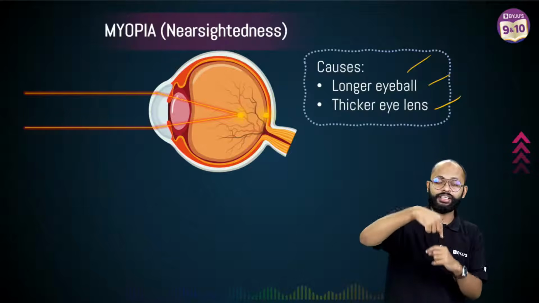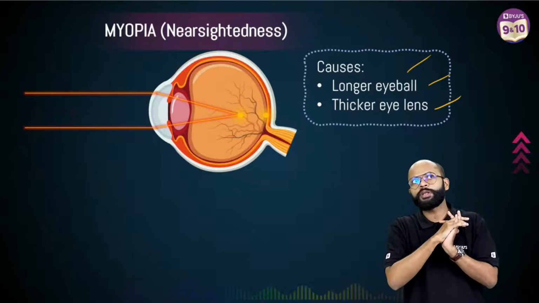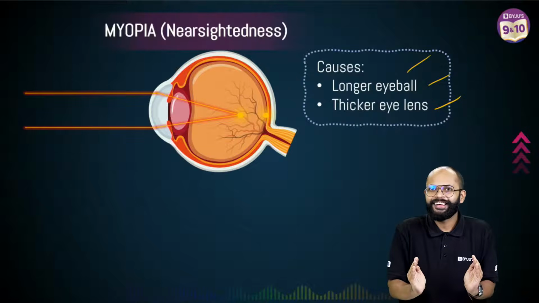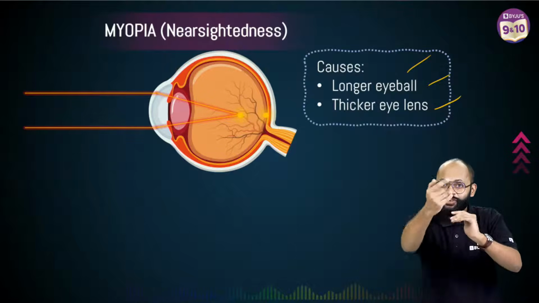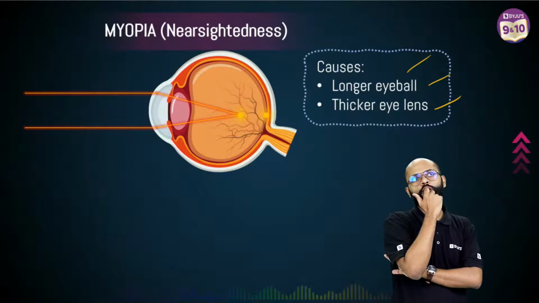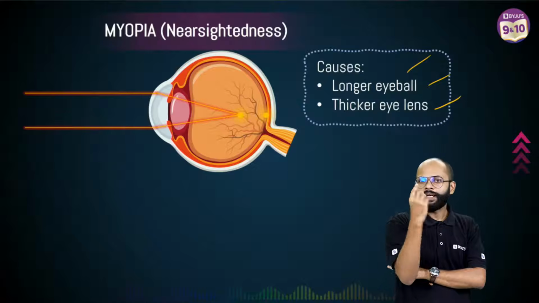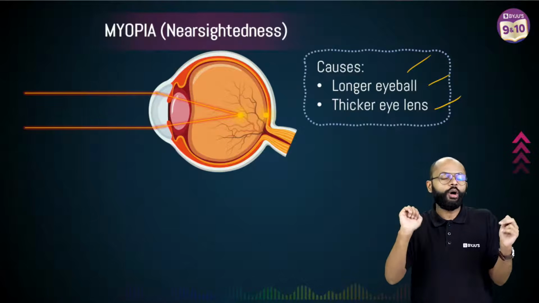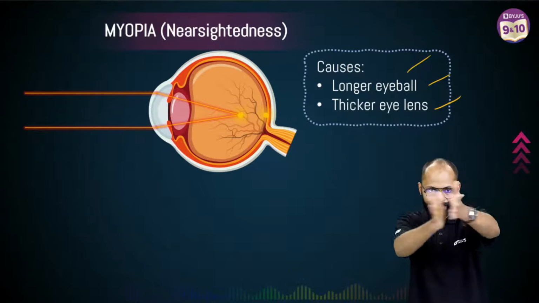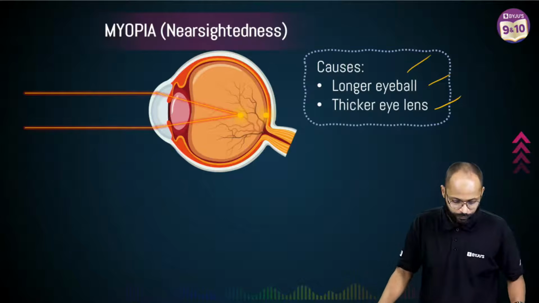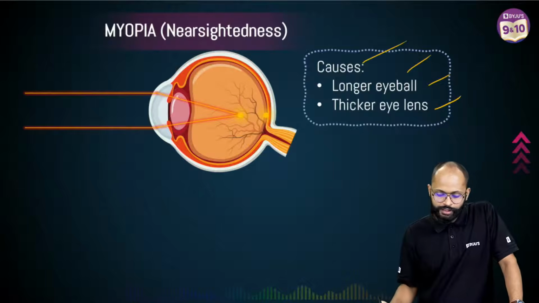If it is thick, if it is converging more, it means the image is forming in front of the retina. The image meets before the retina. So there are two ways: either the retina has gone back, my eyeball has become longer, or my lens is thick. Getting it? Yes, the image is before the retina. True, right? So this is myopia.